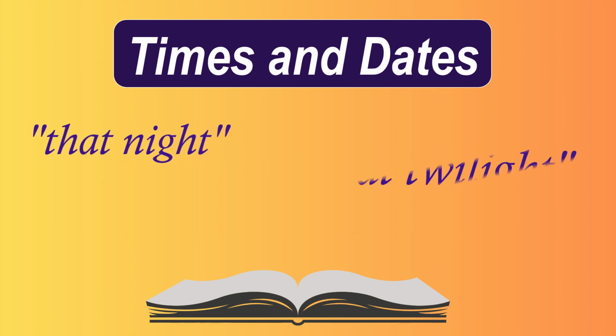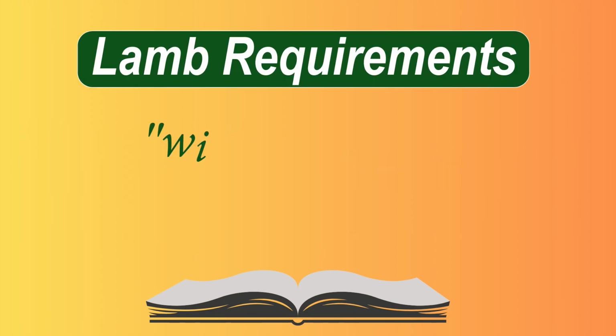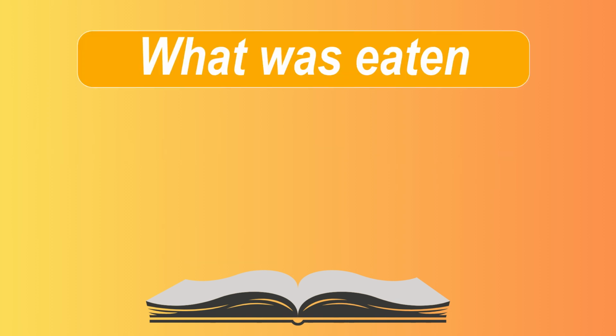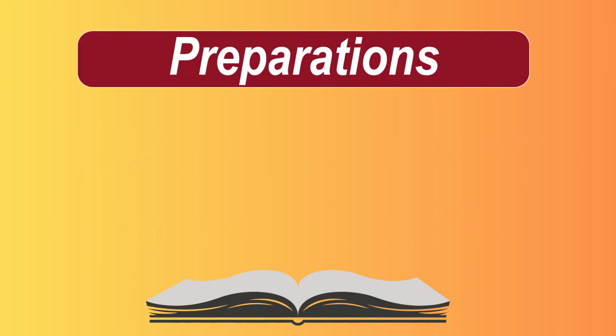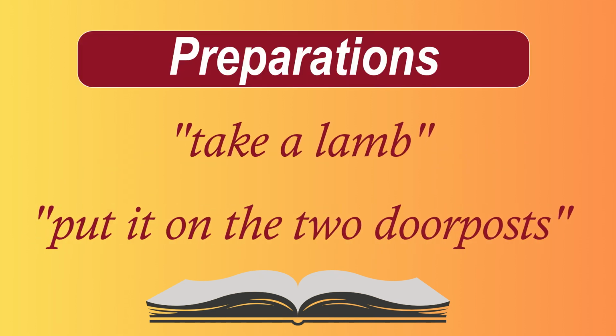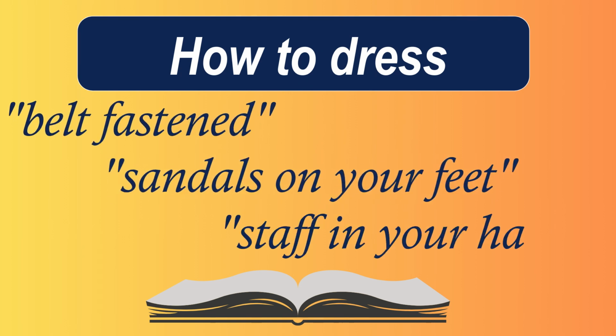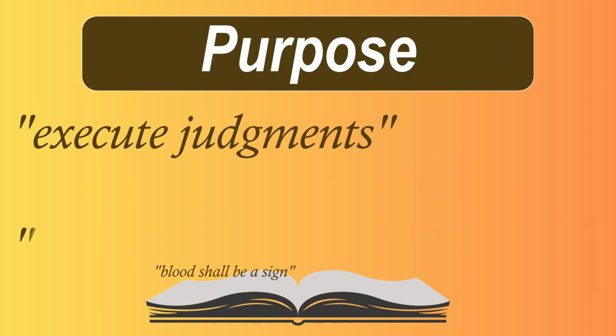Times and dates are underlined in purple, the lamb requirements in green, what was eaten in orange, preparations to be made in red, how to dress for the meal in blue, and the purpose in brown.